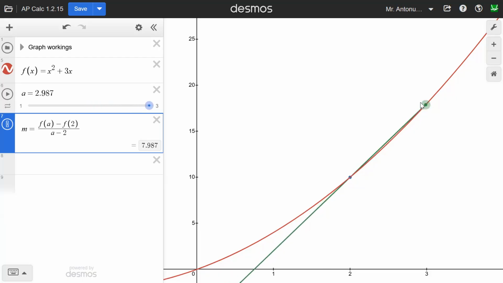This line that connects the 2 points is called the secant line. And as I drag this second point closer and closer to the first one, what I'm doing is I'm approaching what would be called the tangent line. And this average rate of change is approaching what the slope of the tangent line would be at that point.